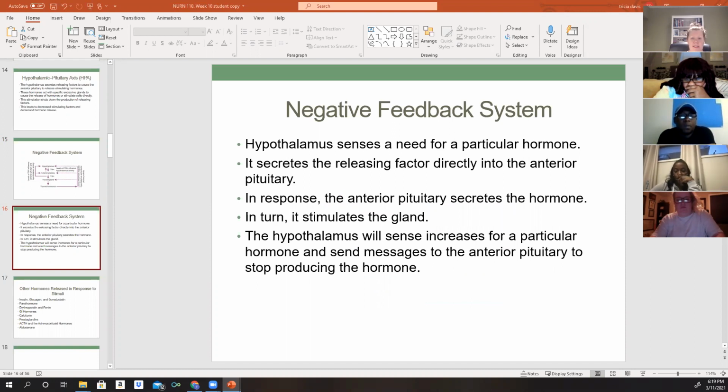The hypothalamus senses a need for a particular hormone. So this is an example of this negative feedback. It senses a need for a particular hormone. It secretes the releasing factor directly into the anterior pituitary. In response, the anterior pituitary then secretes that hormone. In turn, that hormone is going to stimulate the gland, and then the hypothalamus will sense increases for a particular hormone and send messages to the anterior pituitary to stop producing the hormone.